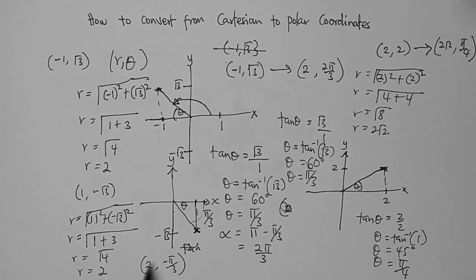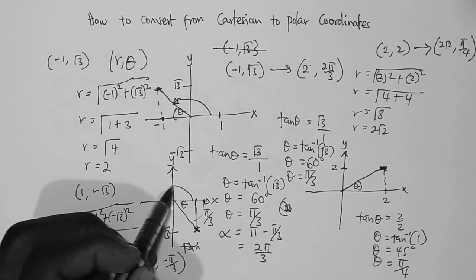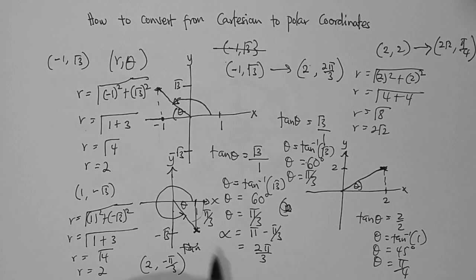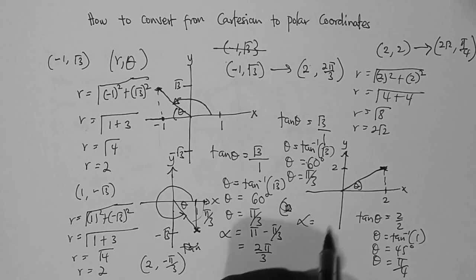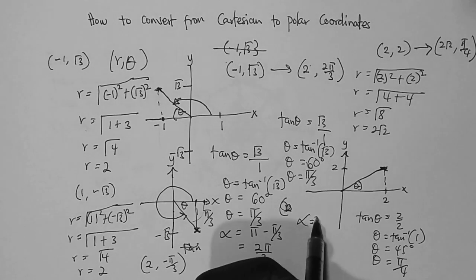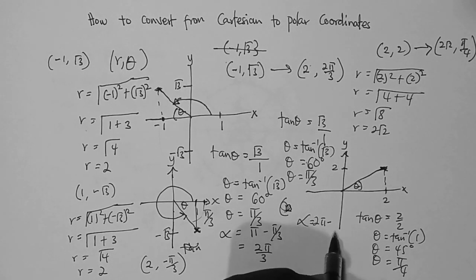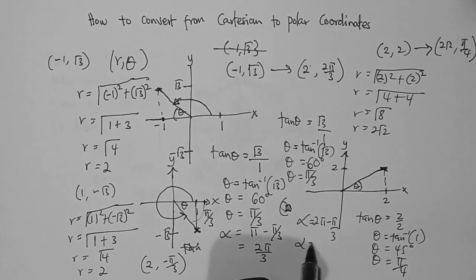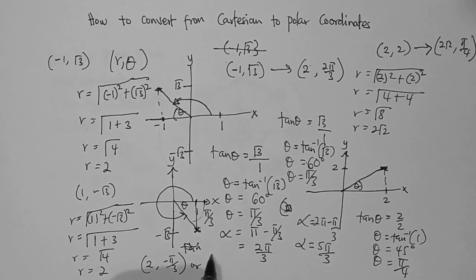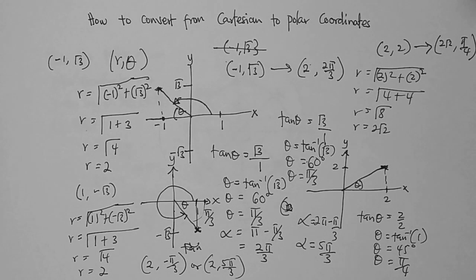Or if we want everything to be positive, then minus pi over 3 is the same as measuring in the clockwise direction to this point. So alpha will be equal to, you subtract this minus pi over 3 from 2 pi. So it will be 2 pi minus pi over 3, and 2 pi minus pi over 3 is the same as 5 pi over 3. So this is 2 and minus pi over 3, or you can write it as 2 and then 5 pi over 3, because theta is 2 pi periodic.